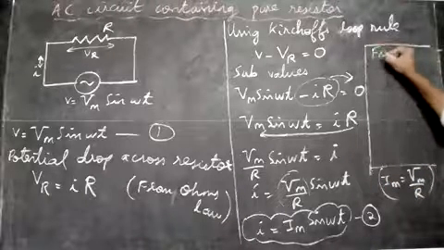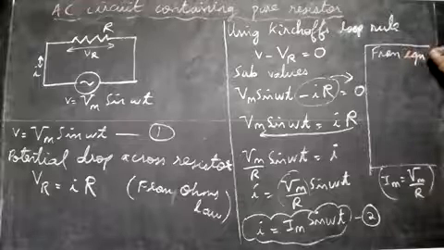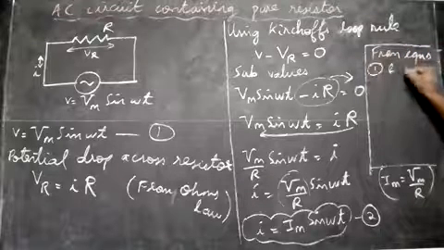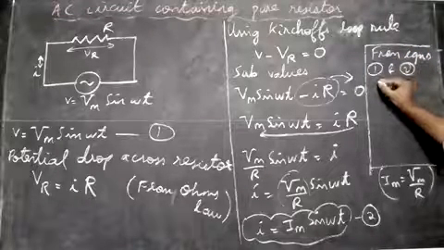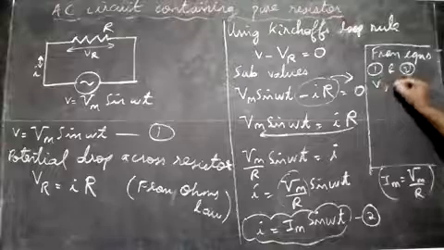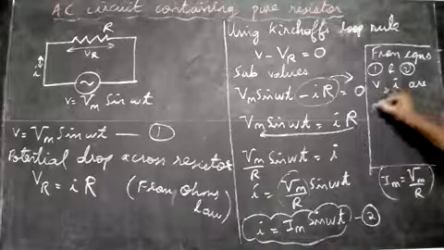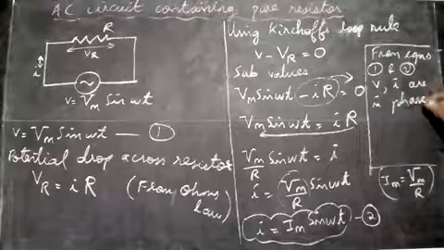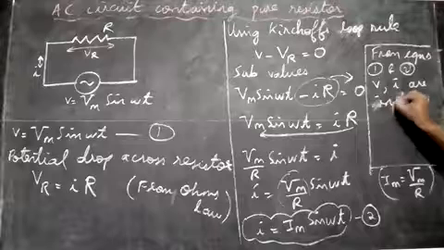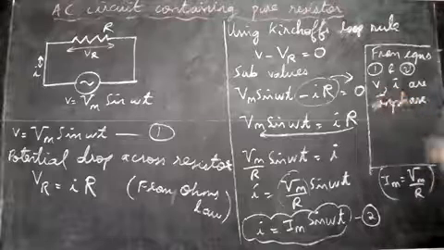So from equations 1 and 2, what happens is current and voltage are in phase. The voltage and current are in phase. It's very important. In phase, I'll write together. In phase. That means voltage and current will change together.